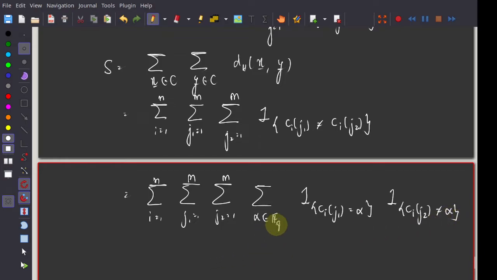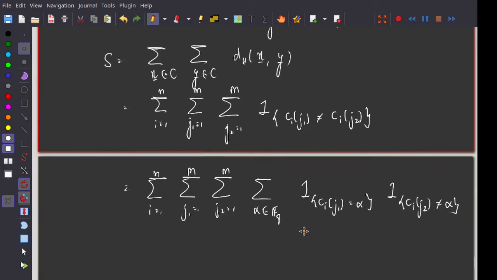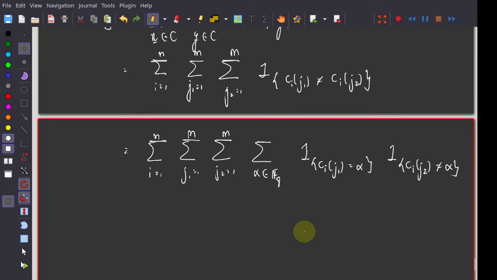This is one way of writing it. Basically, there's a contribution of 1 to the Hamming distance in the ith coordinate if the ith coordinate of the j1th code word is equal to alpha, and that of j2 is not equal to alpha, and you take the summation over all possible alpha. Seems like a complicated way of doing it, but I'll play some tricks here. So now let me interchange the order of summation.